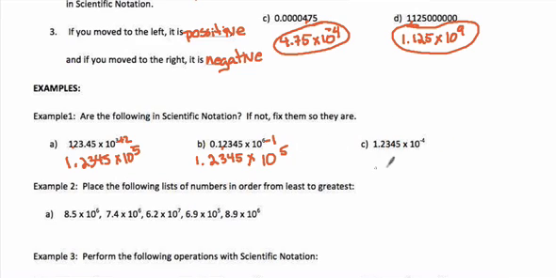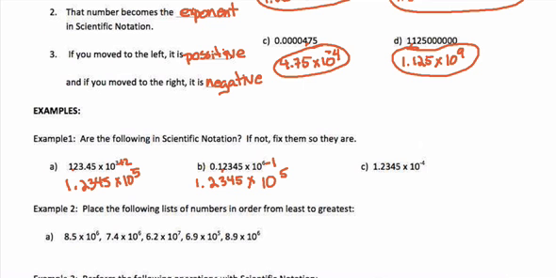All right, how about this one? This one's just fine. You can have a negative and the decimal point's right in the right spot. So we'll just write yes for this one. Are the following scientific notation? Yes.